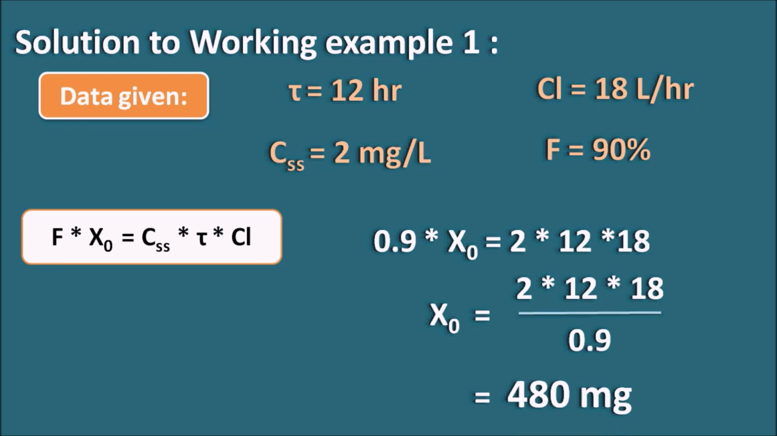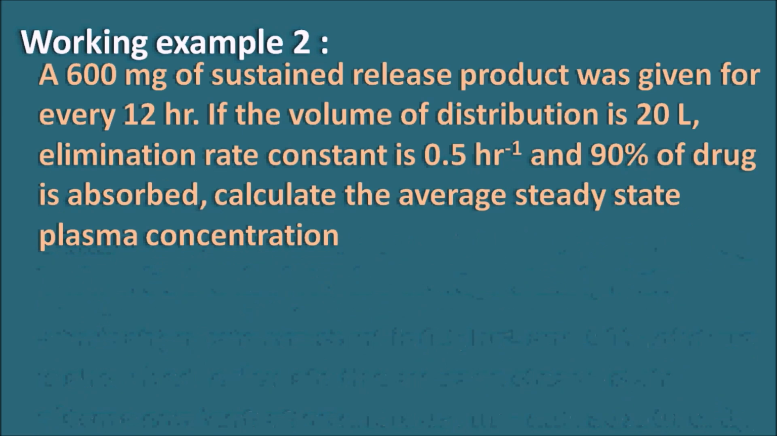So 480 mg of the dose of the drug should be given in order to maintain a steady state concentration of 2 mg per liter for every 12 hours. So for every 12 hours, 480 mg of the drug should be given to maintain the steady state concentration of 2 mg per liter. Let us go with another example. A 600 mg of the sustained release product was given for every 12 hours. If the volume of the distribution is 20 liter and elimination rate constant is 0.5 per hour and 90% of the drug is absorbed, calculate the average steady state plasma concentration.